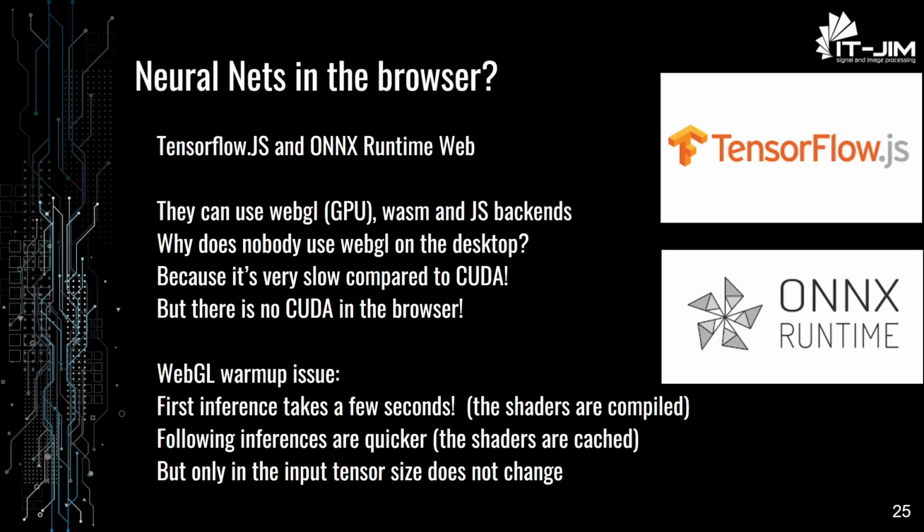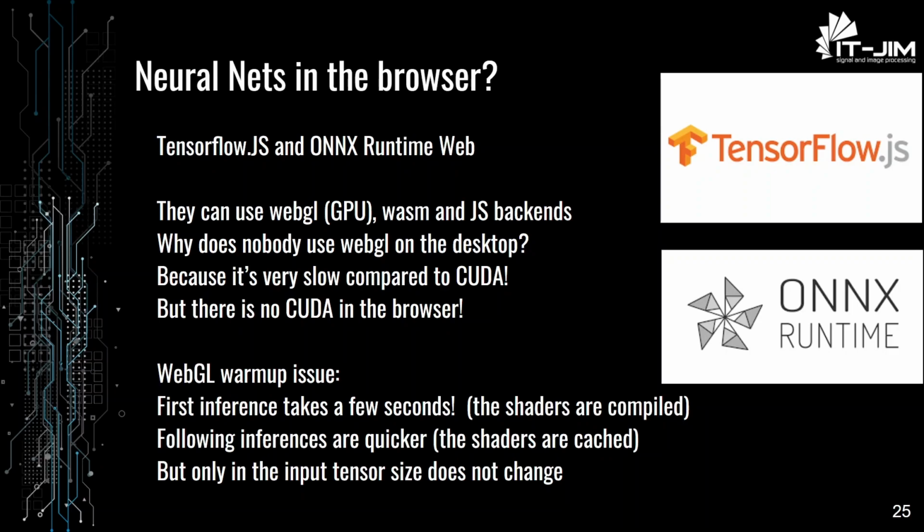The only way a browser can currently use the GPU. They also had WASM and pure JS backends. Why does nobody use WebGL on the desktop? Why do people want CUDA? Because WebGL is very, very slow compared to CUDA if you are trying to do neural networks.